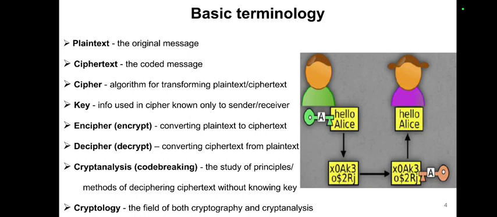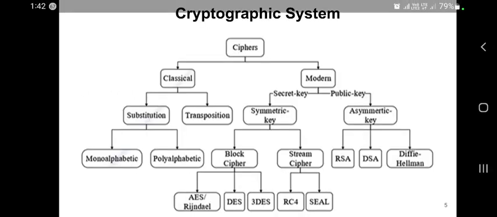What is cryptanalysis? It is the study of the principles or methods of deciphering, code breaking, or conversion from plain text to ciphertext, and that happens without knowing the key. Without knowing the key, if you try to analyze what the plain text or the ciphertext is, that study is called cryptanalysis. Cryptology includes the study of cryptography and cryptanalysis.